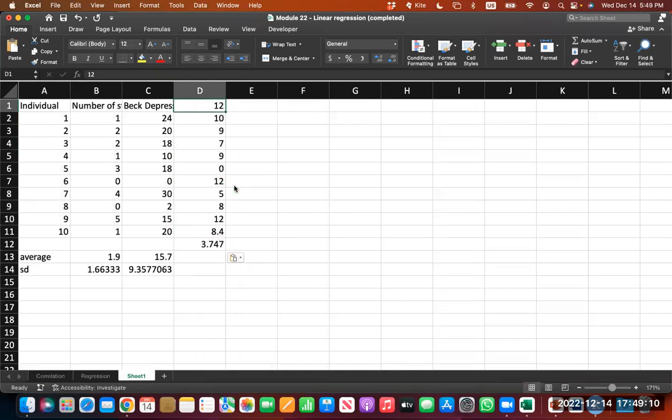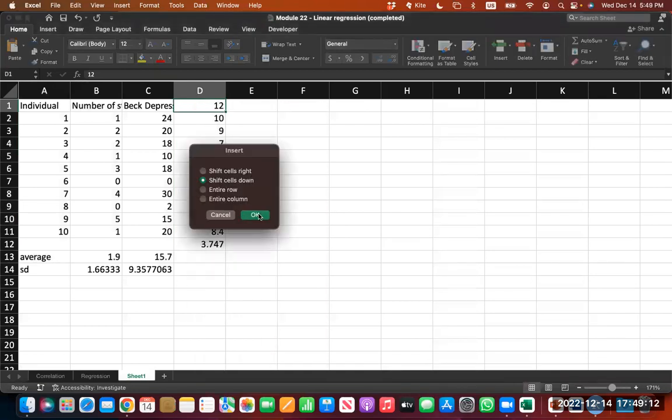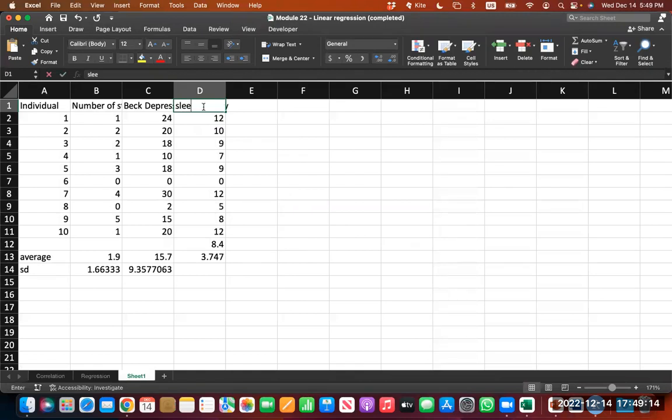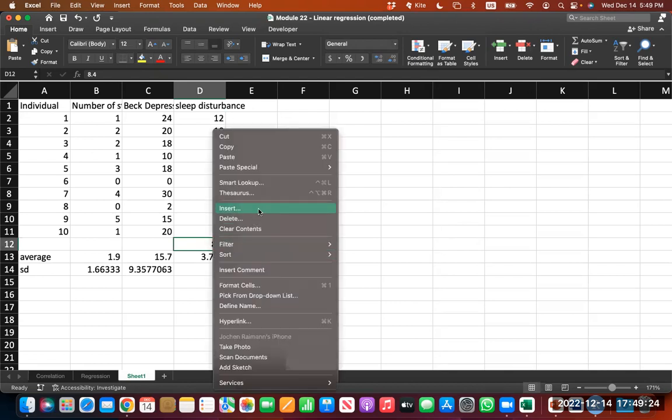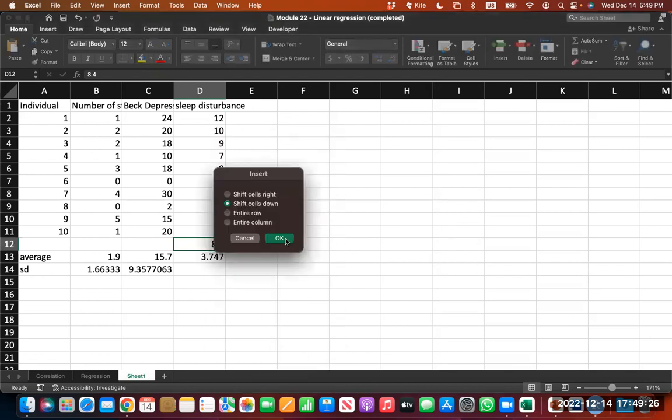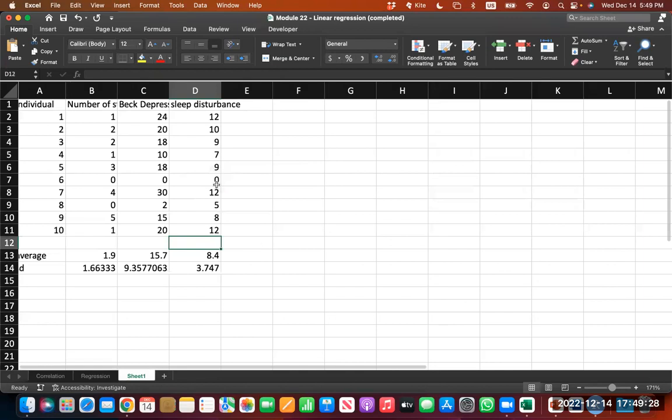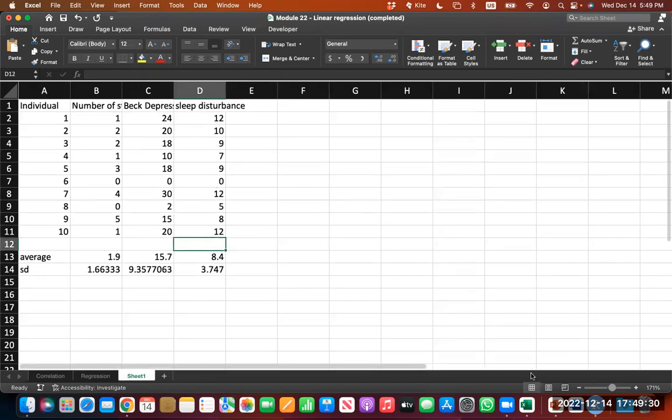So now this is our sleep disturbance score. And we will deal with that in a second in R, because in R it's just much easier to do multiple regression. I'm not even sure Excel offers that, but it's possible. So now we have the sleep disturbance score in here.